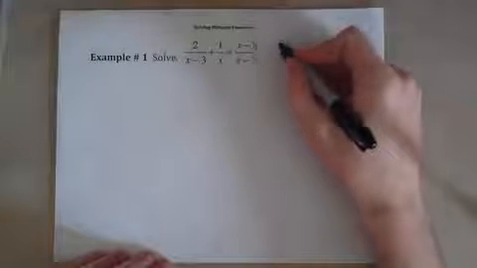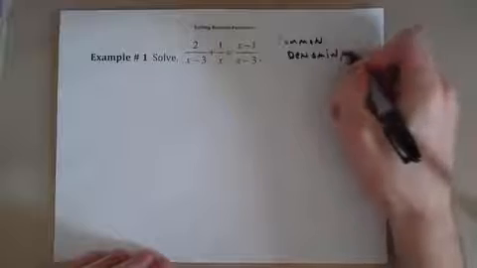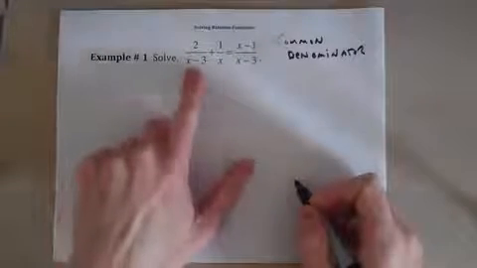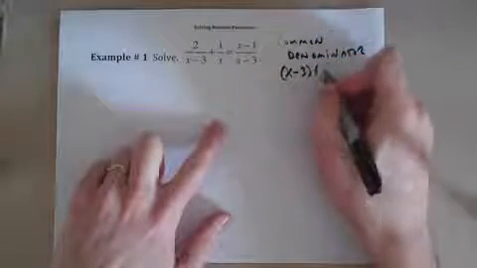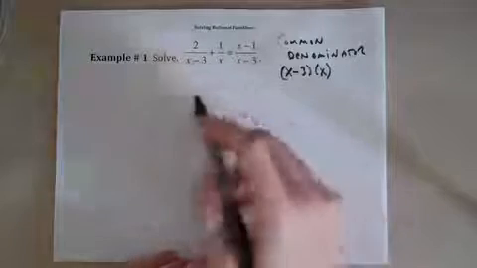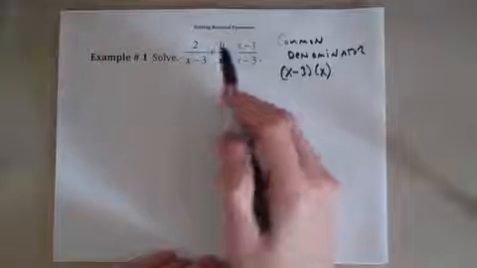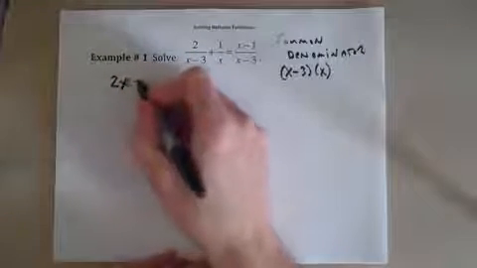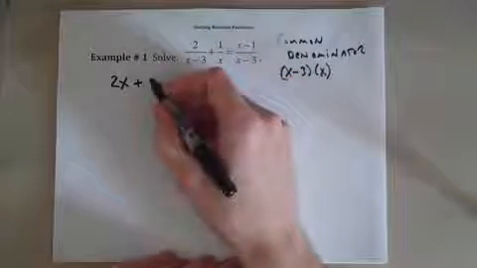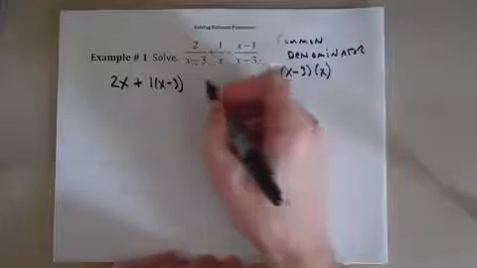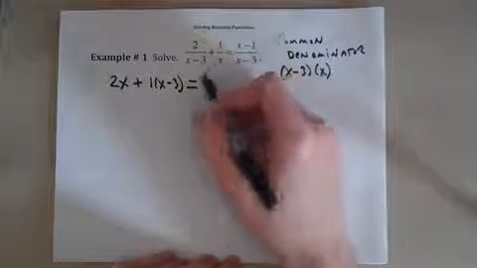We're going to get a common denominator. And the common denominator is x minus 3 and x multiplied together. So let's see. 2 over x minus 3 has an x minus 3, but it does not have an x. 1 over x, the numerator 1, has an x, but doesn't have an x minus 3. This x minus 1 is divided by x minus 3, but it doesn't have an x.